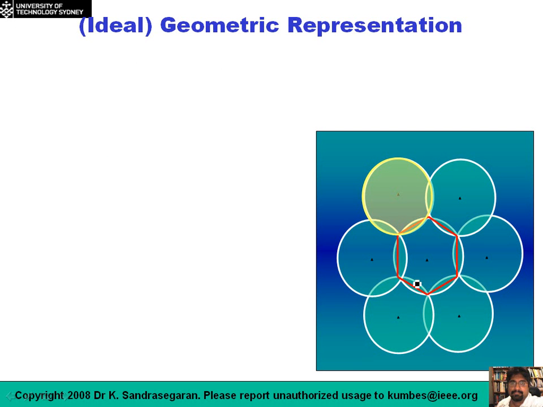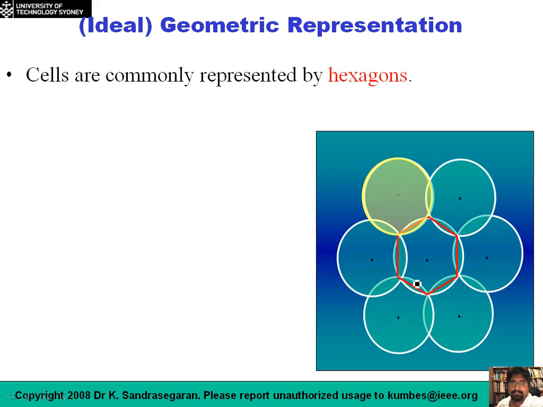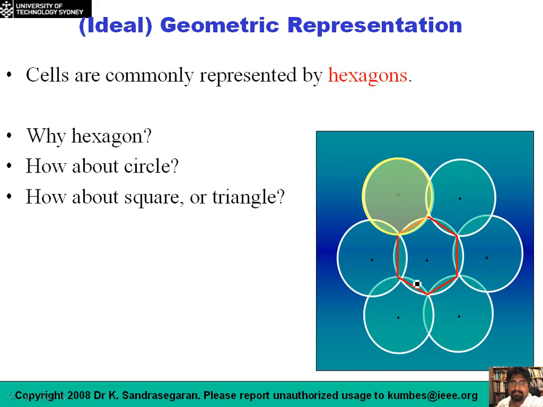Okay, how do we represent cells? Well, if you look in most books, you are going to see cells represented by hexagons. And the question is, why do we use hexagons? Why can't we use circles, or a square or a triangle? There are only three regular polygons, which are squares, triangles, or hexagons, that can form a closed pattern when you put them next to each other. So these are the three shapes that we can use to represent a cell.